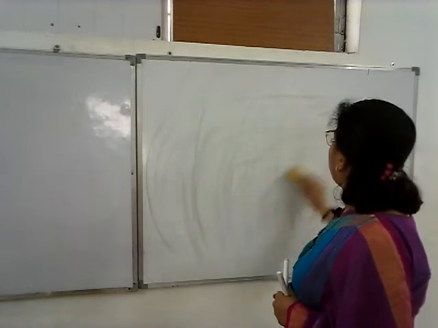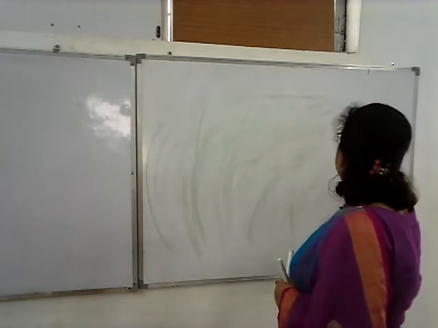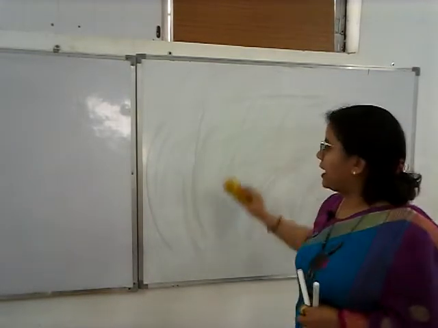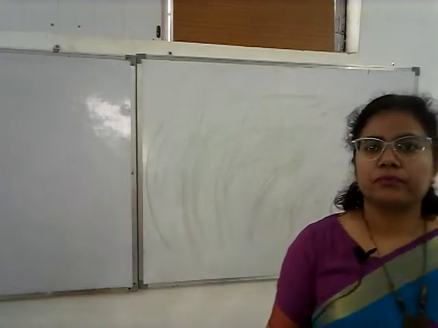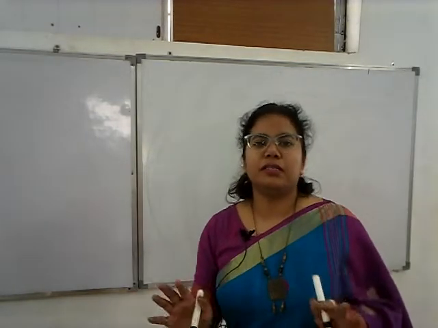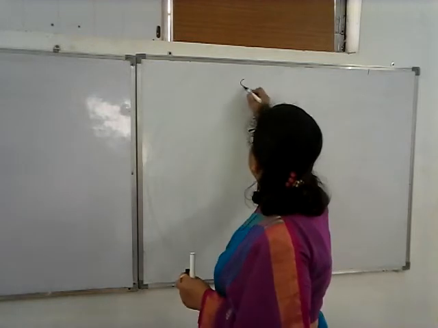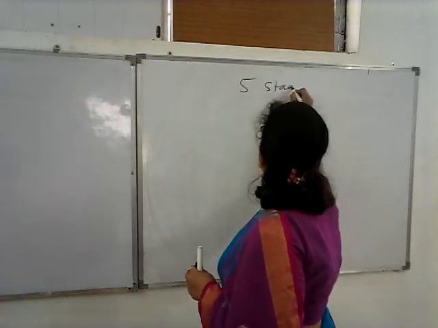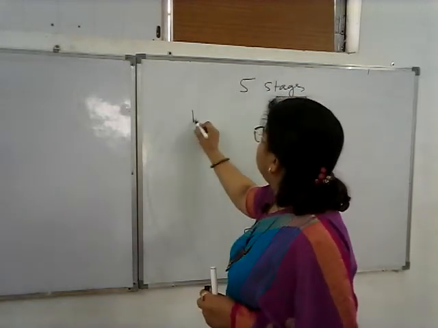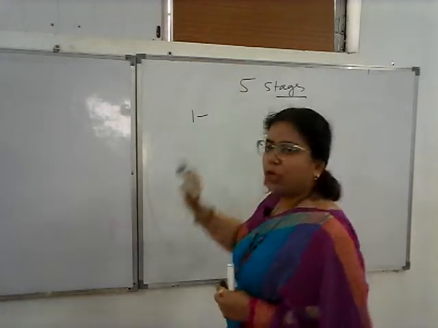Now what are the stages? How many stages are there? There are 5 stages. So what are the stages? There are 5 stages. Number 1, what happens? There is polyhydramnios.